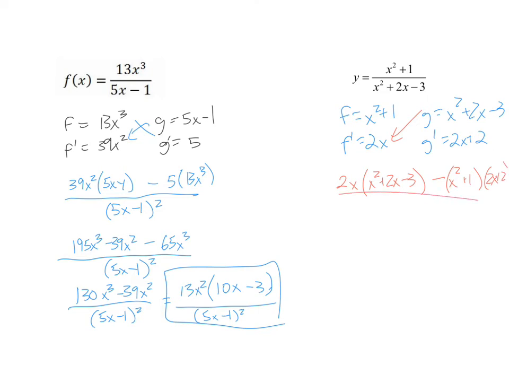All over our original bottom thing squared. And the bottom won't change. We don't need to factor or do any FOILing out or anything. Just leave it exactly the way it was, squared. Okay, so it looks something like that.